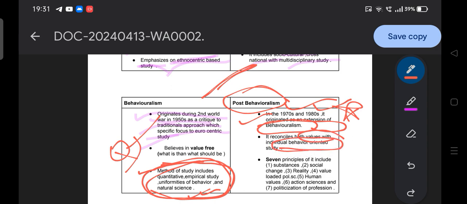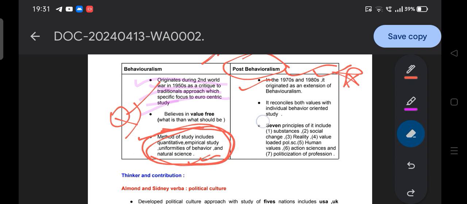It reconciles both values and individual behavior oriented study. The traditional approach is based on value, human value, but post behavioralism includes not only value but also fact, or empirical study. Here you will ask, sir, there is a mention that post behavioralism does not include value, as we see on the screen. Yes, it's not only value but it includes both value and fact. Do you remember that? Then there are seven principles of post behavioralism.